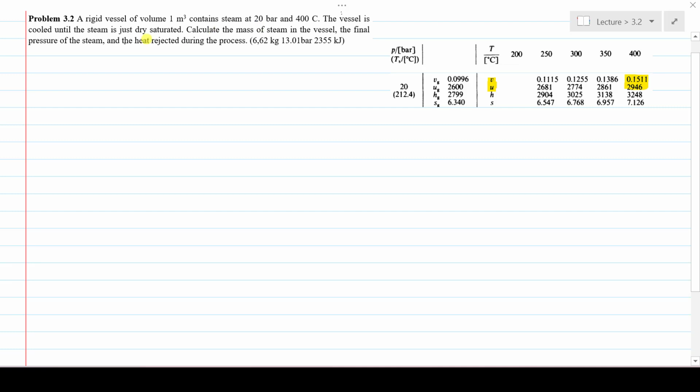The vessel is cooled until the steam is just dry saturated. Calculate the mass of steam in the vessel, the final pressure of the steam, and the heat rejected during the process. As it said, the vessel is rigid.